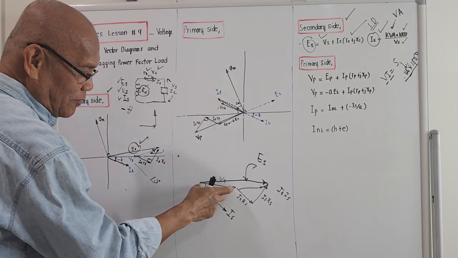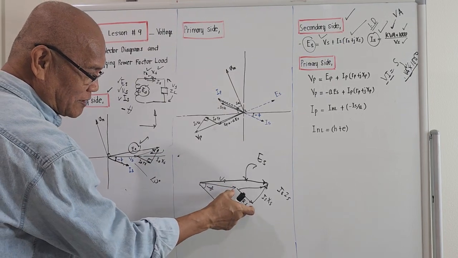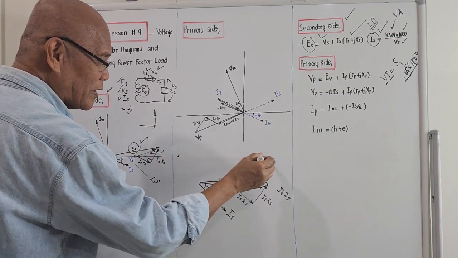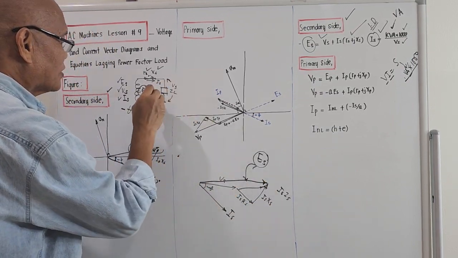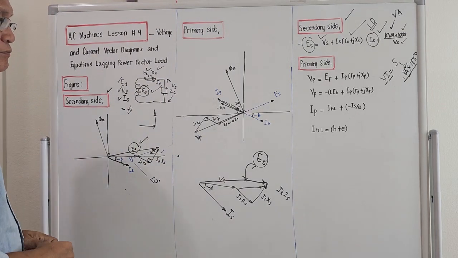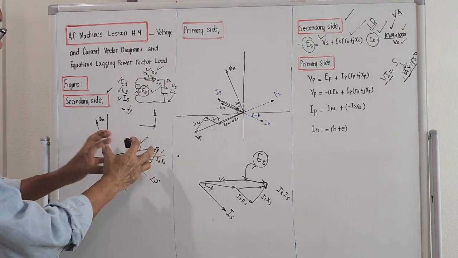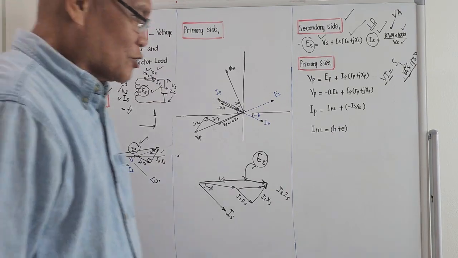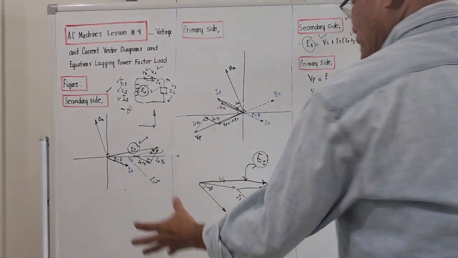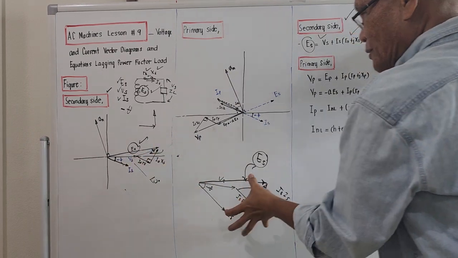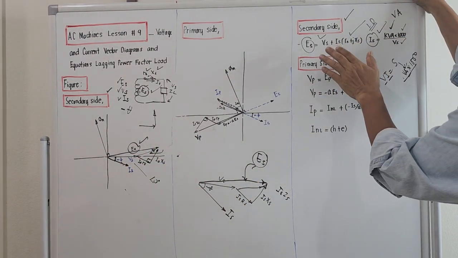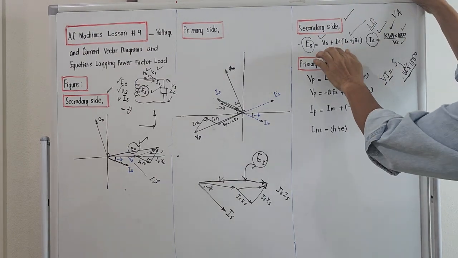So the vectorial sum of V sub S plus I sub S R sub S plus j I sub S X sub S represents E sub S, the induced voltage on the secondary. Okay, that's how we arrive at this. I just enlarged it. Okay, next one. So we now know the vector diagram on the secondary. These are the equations for the voltages and currents.